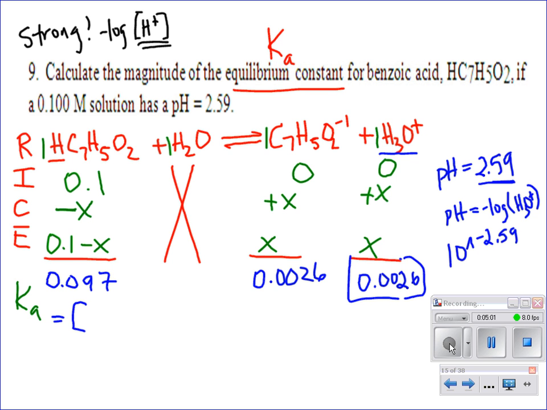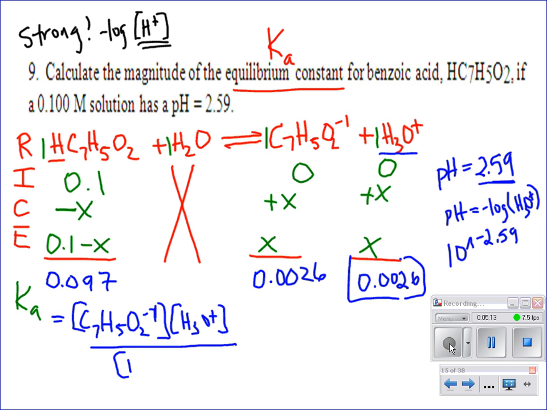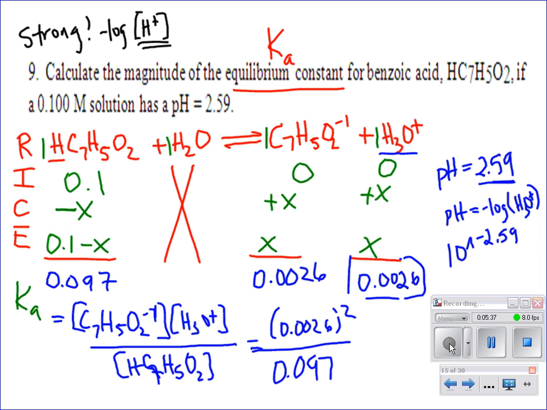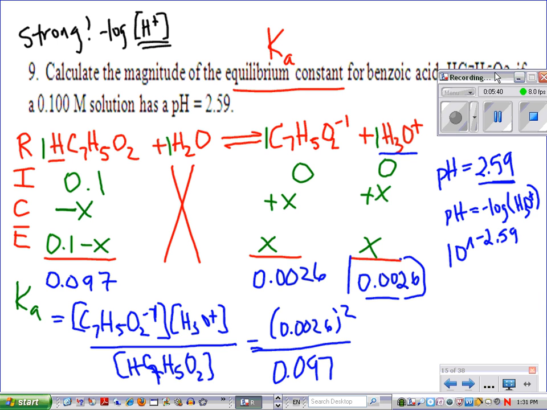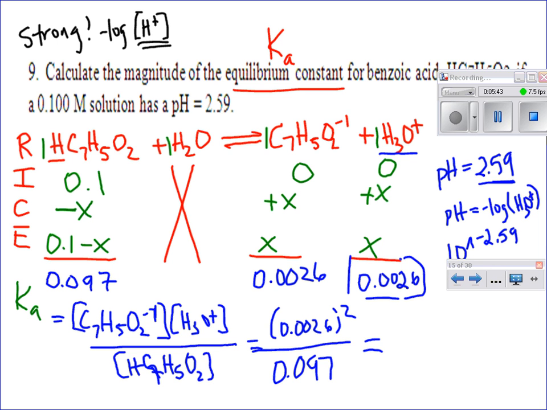I'm going to write my unsubstituted equation. Ka is equal to C7H5O2 to the minus 1 times H3O plus. This is the equilibrium expression. Since the water is a liquid, we don't include it. We just put it over the full-blown acid. And I can plug in, and I get 0.0026 squared divided by 0.097. And what do we get? 266.